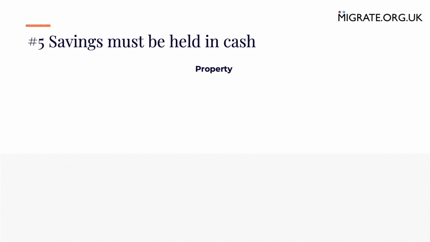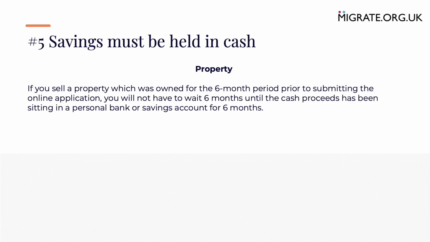And secondly, there is a provision in the immigration rules which allows equity and property to be included towards the financial requirement, as long as, among other things, the property is sold prior to submitting the online application. This in effect means that if you sell a property which was owned for the 6-month period prior to submitting the online application, you will not have to wait 6 months until the cash proceeds has been sitting in a personal bank or savings account for 6 months. Rather, you'll be able to submit the application shortly after receiving the cash proceeds of the house sale.